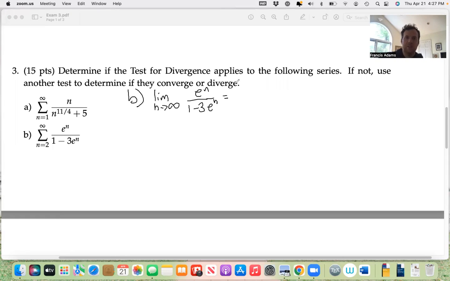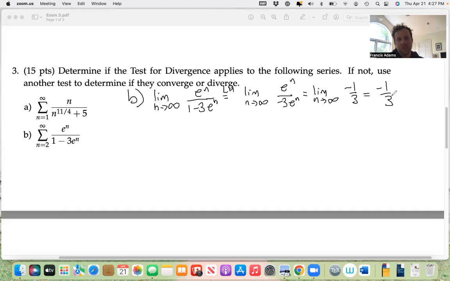And in this case, if we use L'Hopital's rule, then the exponentials just stick around, but the 1, since it's constant, its derivative is 0. And without the 1, we can cancel the e to the n's, divide that by itself, and we're left with just -1/3. And that is, well, it's a constant, so the limit is that constant value.